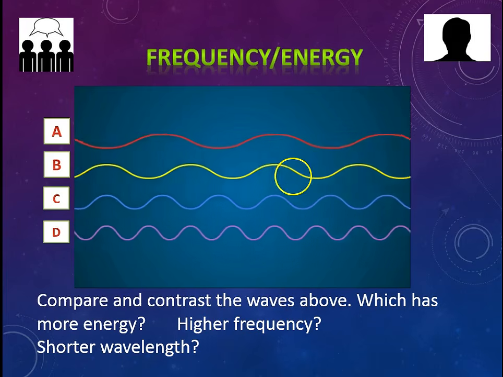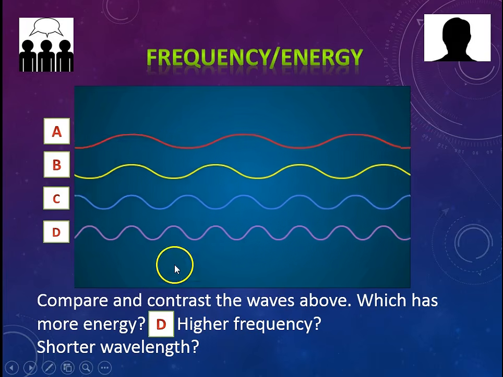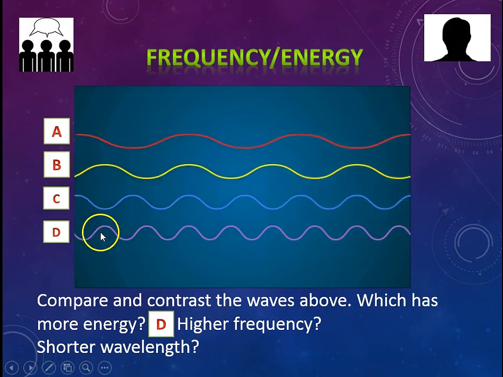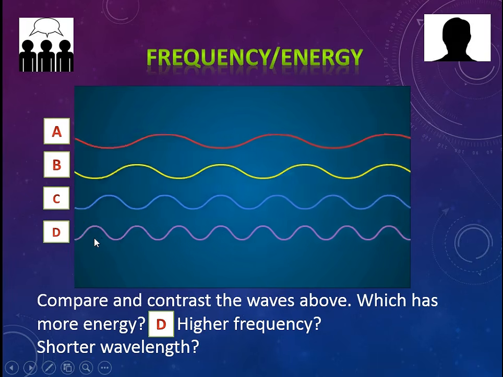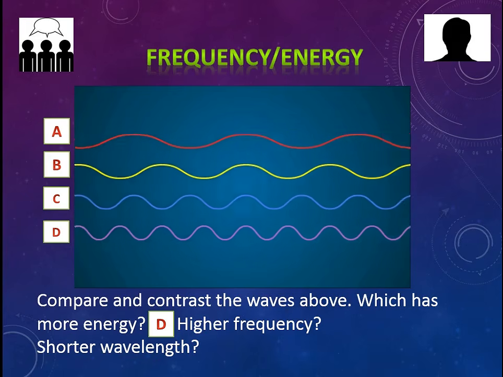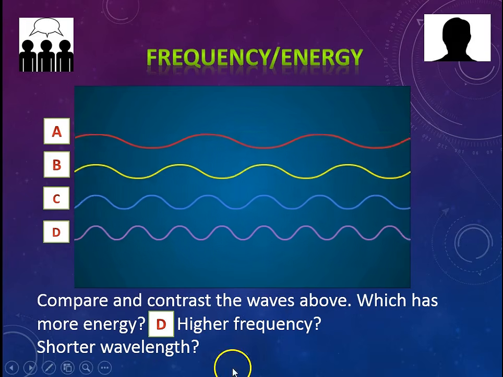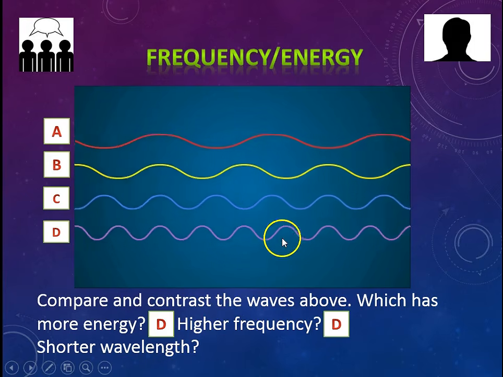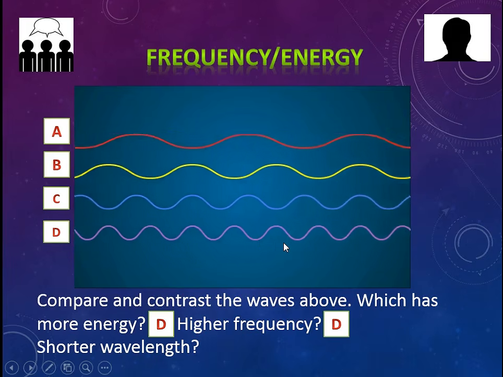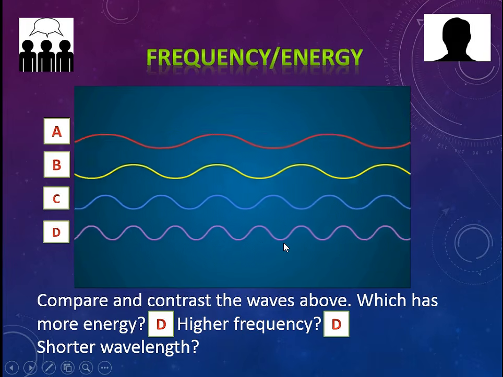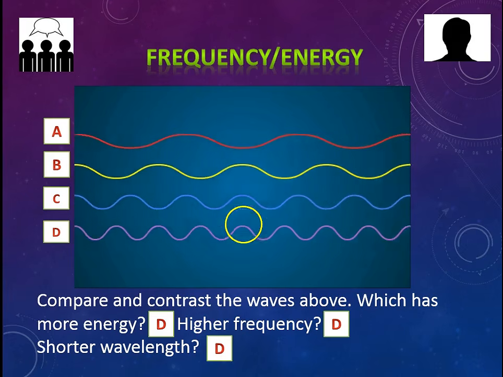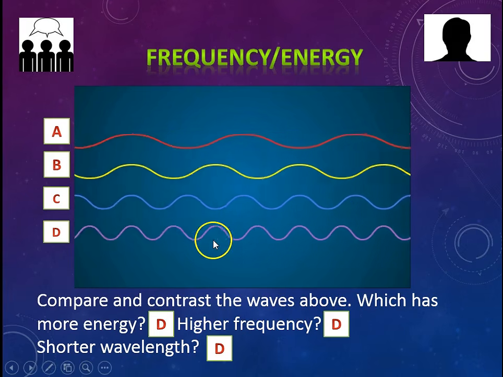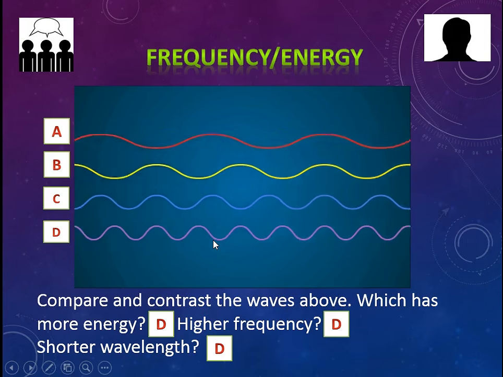All right, let's go through those. So the one that has the most energy is letter D. Just like the tortoise and the hare, in the hare example, the wave that had the shortest wavelength required the most energy to make and therefore had the most energy. Highest frequency, also letter D. Every second there are more wavelengths passing by on letter D than the other waves. And which has the shortest wavelength? Also letter D. Again, the distance from crest to crest and trough to trough is the shortest on letter D.